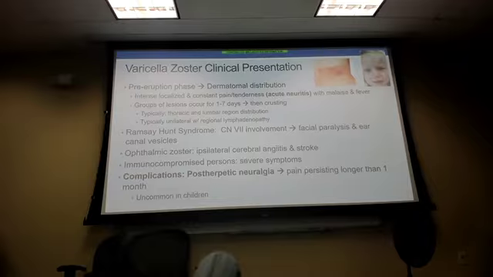Postherpetic neuralgia, who's getting that? Older or immunocompromised is typically who's going to end up with postherpetic neuralgia.